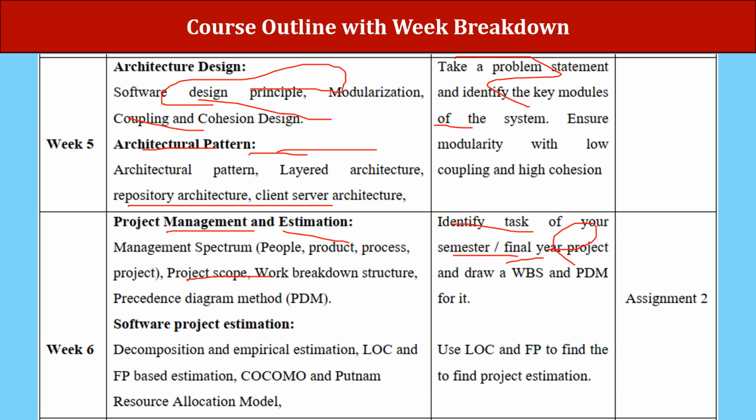Software project estimation: decomposition and estimation, empirical estimation, LOC (lines of code) and FP (function points) based estimation methods, and leveraging models like COCOMO and Putnam, resource allocation models, and resource allocation for project resources and cost for costing.